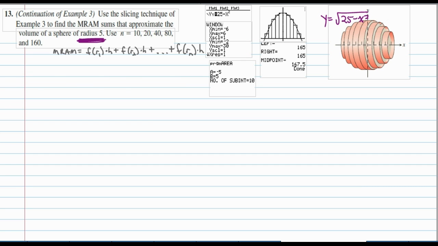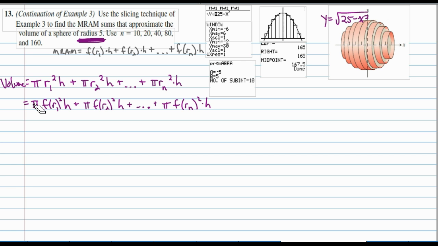So first, the volume of this is going to be pi r squared times height plus pi r squared times height plus pi r squared times height, for however many cylinders you want to break this up into, whether it's 10, 20, 40, 80, or 160, it doesn't matter.